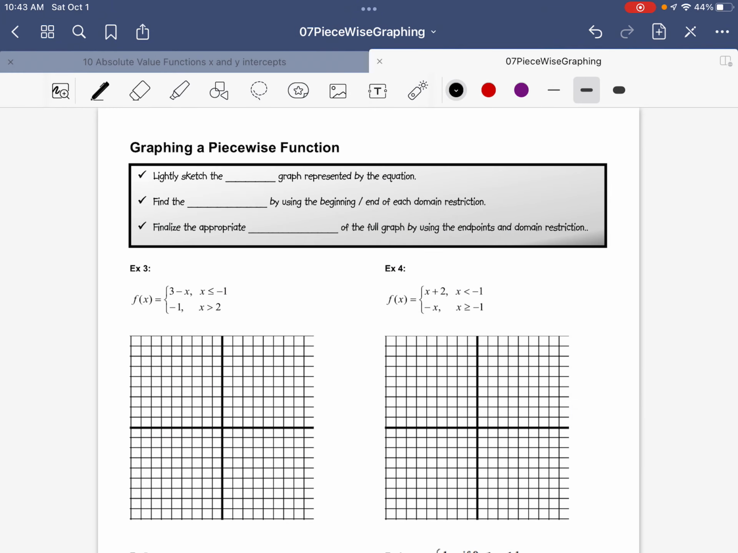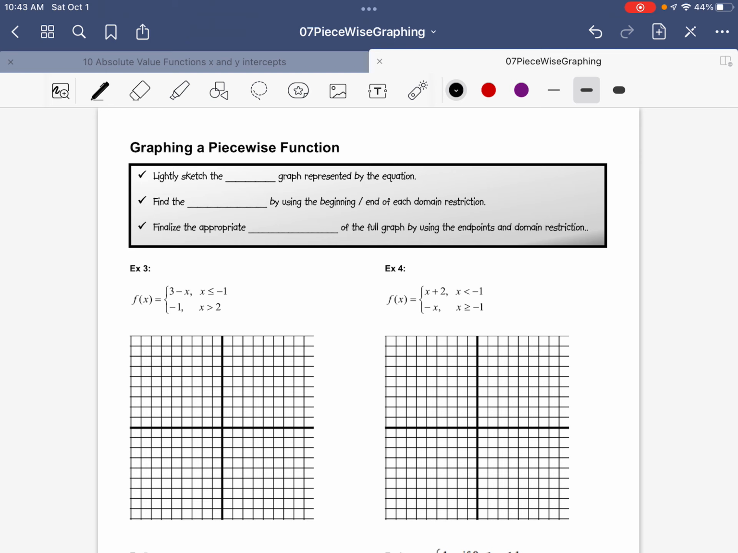The good stuff. Graphing a piecewise function. Now, it is definitely true that graphing can be a challenging concept. And now we're going to be graphing pieces of functions.